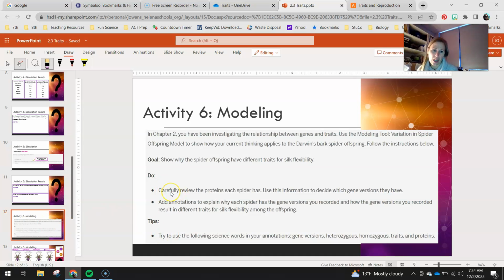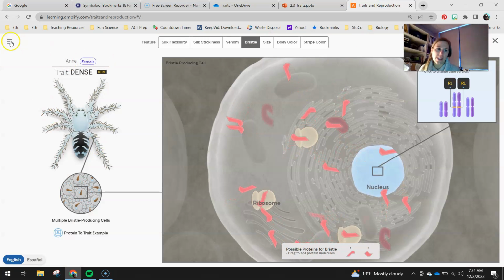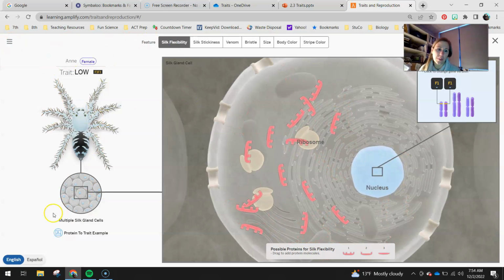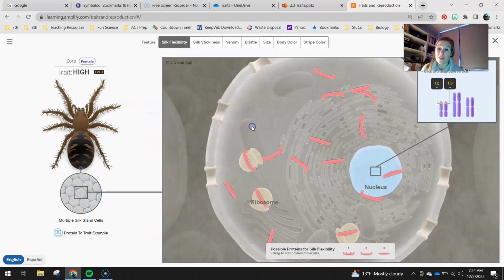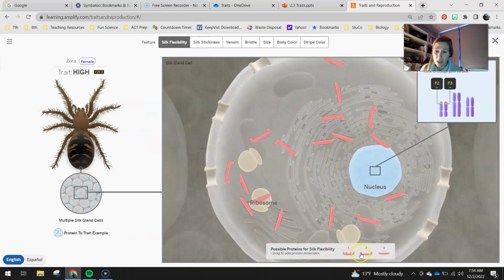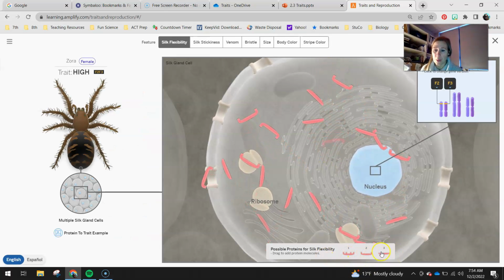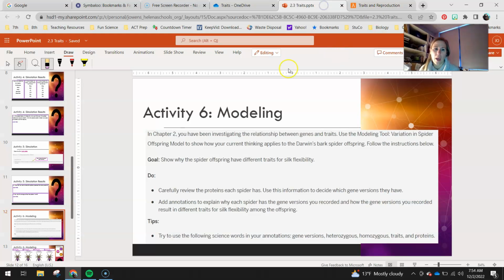Your do now is to carefully review the proteins each spider has. Use this information to decide which gene versions they have. If you need to, you can use the sim for this. Again, you will be looking at silk flexibility. So you would be able to see, with silk flexibility, I need to review what proteins are available. So this is protein 1, protein 2, protein 3, because you will need to know that.